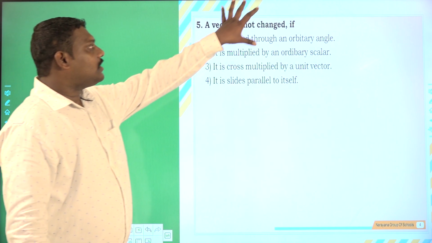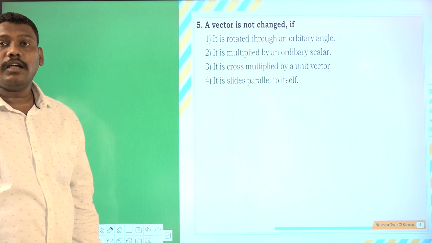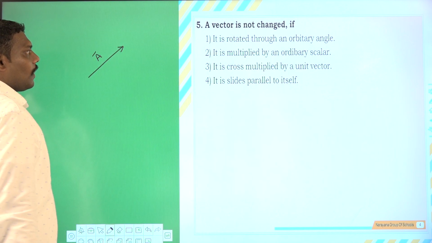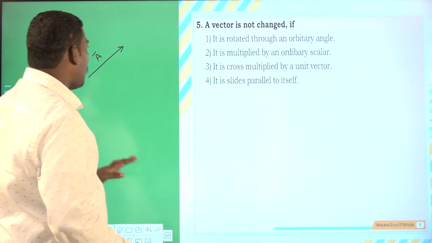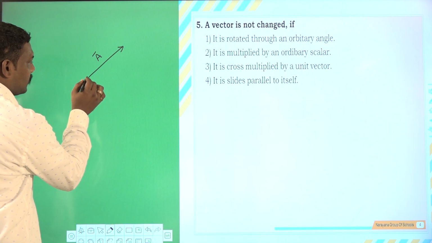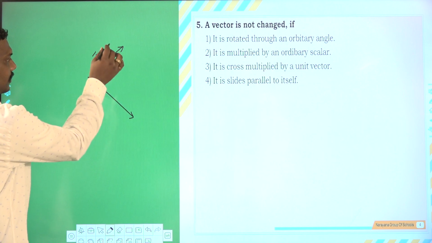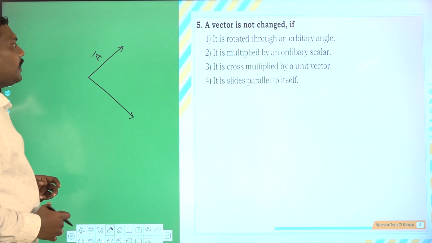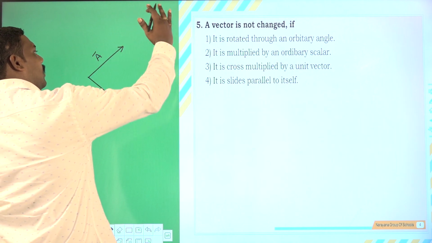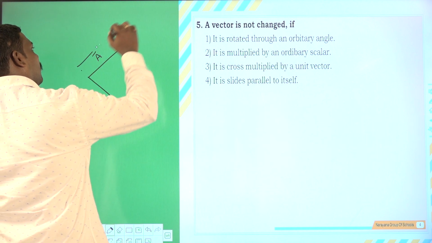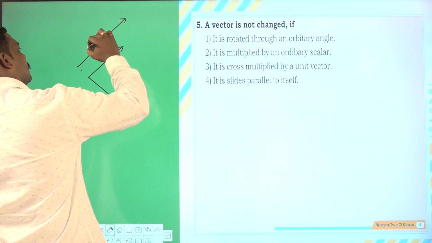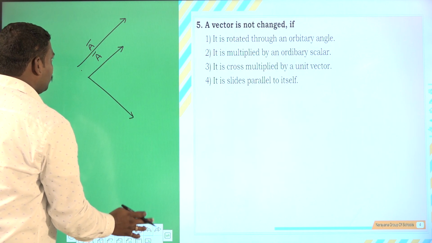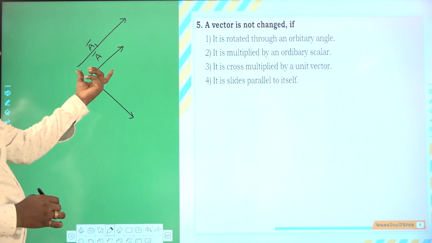Next, a vector is not changed. A vector is not changed if, let us say there is a vector A. Now, it is rotated through an arbitrary angle. Let us say if I rotate it like this, now you see its direction changed if I am rotating. Okay. If I multiply with an ordinary scalar, then what happens? Its magnitude increases, right? So it will be like this. Its magnitude will increase. So A bar dash or else A1 bar, it will be A1 vector, not A vector.